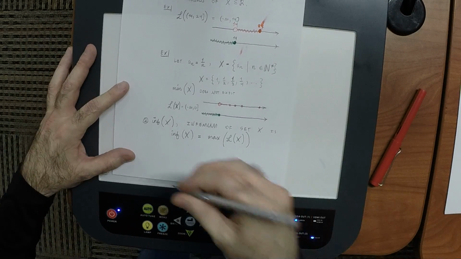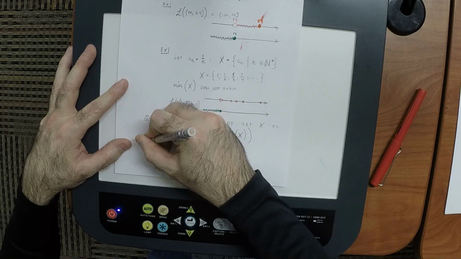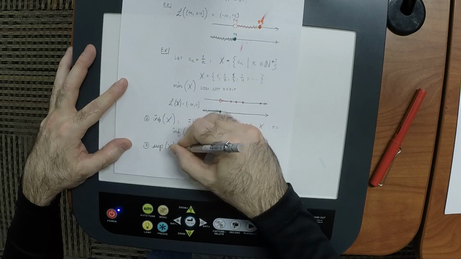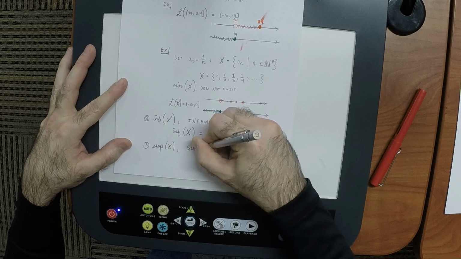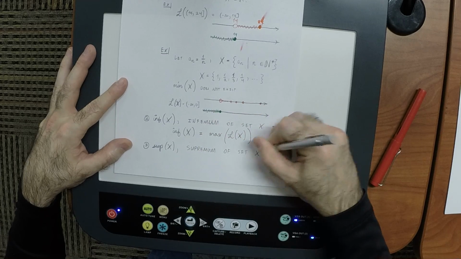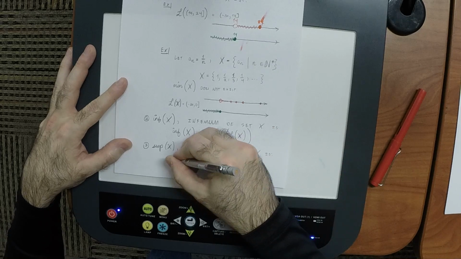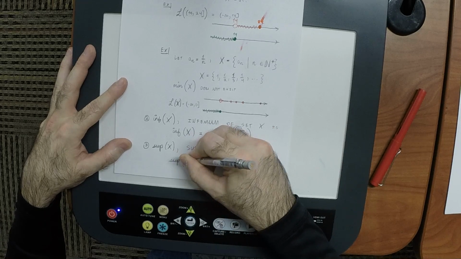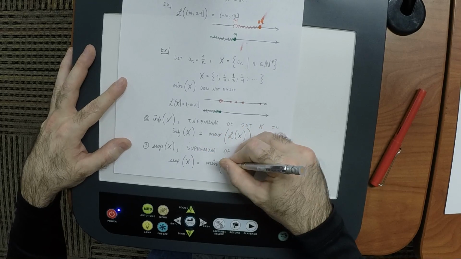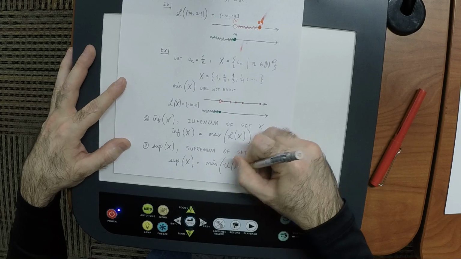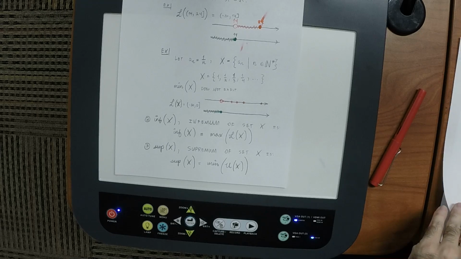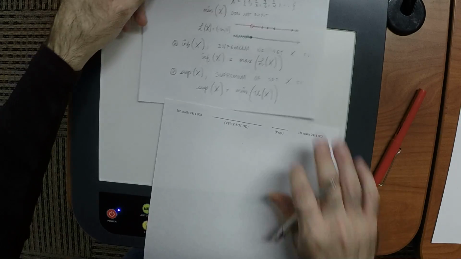Now that we have that, I could say similarly, sup of X, the supremum of set X, is the min of the set of all upper bounds of set X. So now we can finally state the fundamental theorem of analysis, and that is the following.